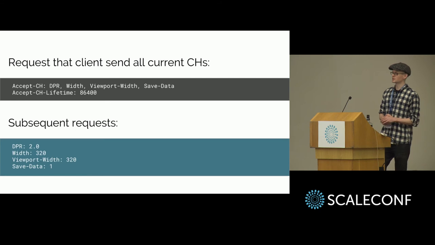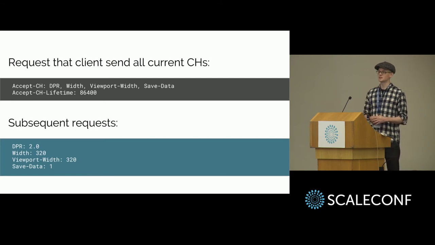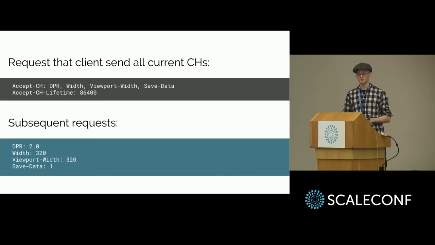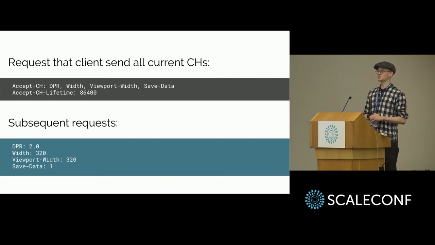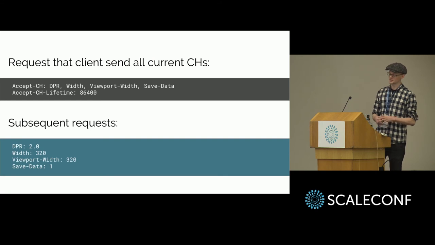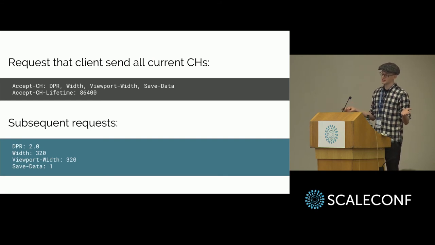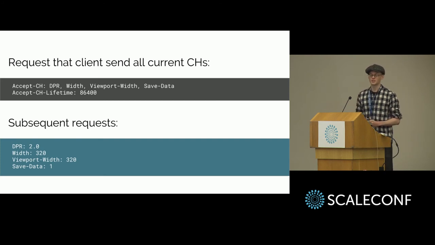In any response that you serve to the user, let's say someone goes to your website and loads the HTML page. In the HTML page response, you include this response header that says Accept-CH, and then lists all the device properties you want to know. So you're like, I'd like to know what your device pixel ratio is. I'd like to know what the width of your device is, and I'd like to know how wide your window is. And also, I'd like to know whether you've enabled data saving mode. And please continue to send me that information for the next day, even if I don't request it again.